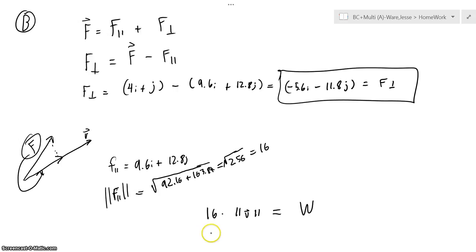And we figured out that the magnitude of v was actually 5 earlier, so that's going to end up equaling 80 joules, if you want to be specific. And that is all. Thank you again for watching.